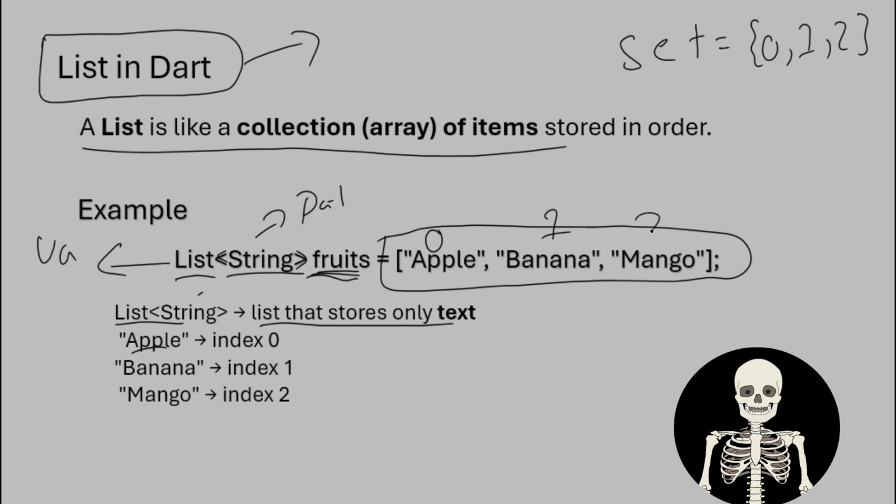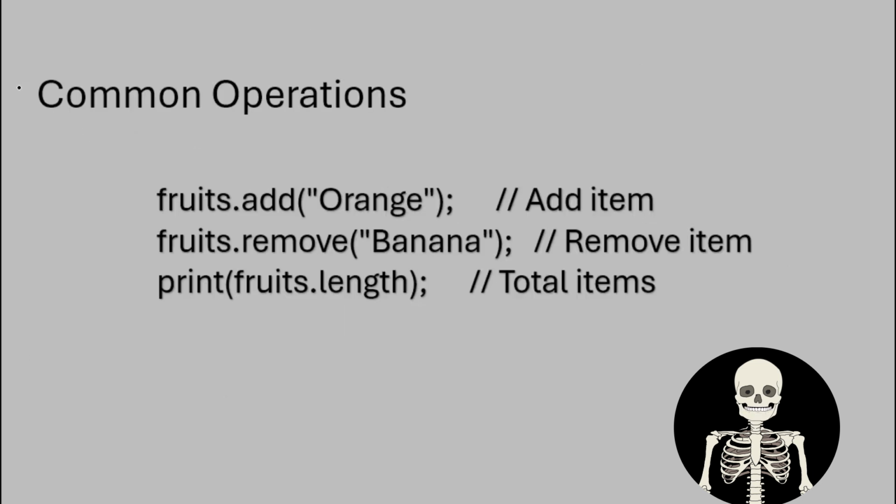In the brackets, this is index 0, this is index 1 and this is index 2. The counting always starts from 0 in programming. So apple has index 0, banana has index 1 and mango has index 2. So this is a list in Dart.